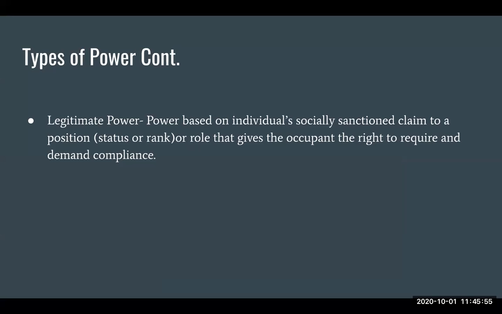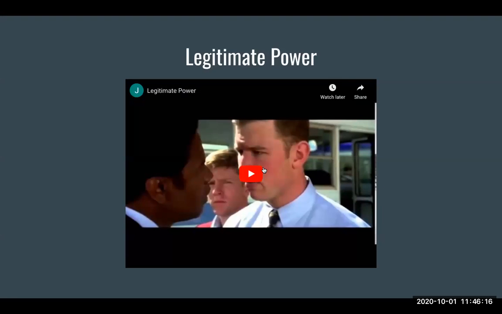The next type of power we have is called legitimate power, and this is power based on individuals' socially sanctioned claim to a position. Whether that is a status, a rank, or a role, it gives the occupant the right to require and demand compliance. Here we have an example from the great movie, Remember the Titans.